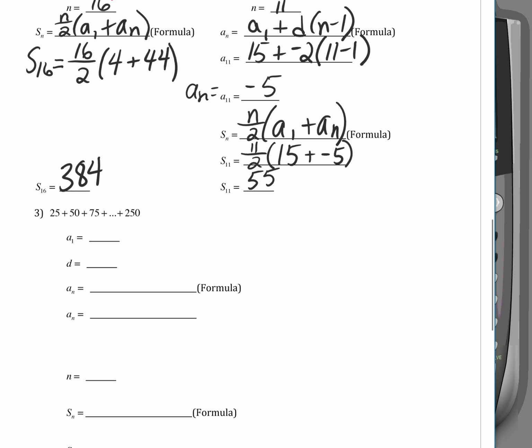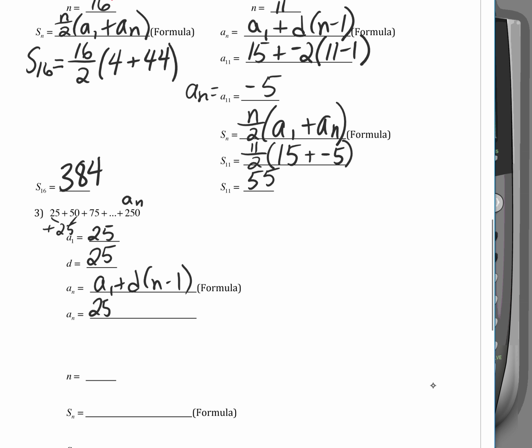And now our last example, we almost have the same information, we just have to find it from our sequence. So we have our first term is 25, and then what are we adding each time? Well, we're adding 25 each time to get to our next term, so that's also our common difference. We don't know how many terms we have, but we do know that 250 is our AN right now. So let's use that formula to solve.